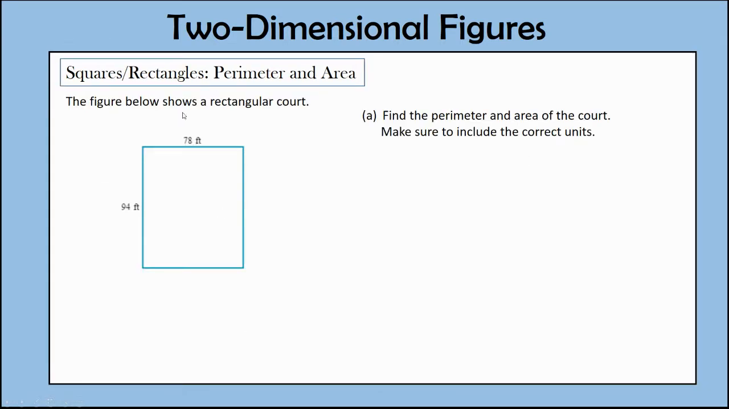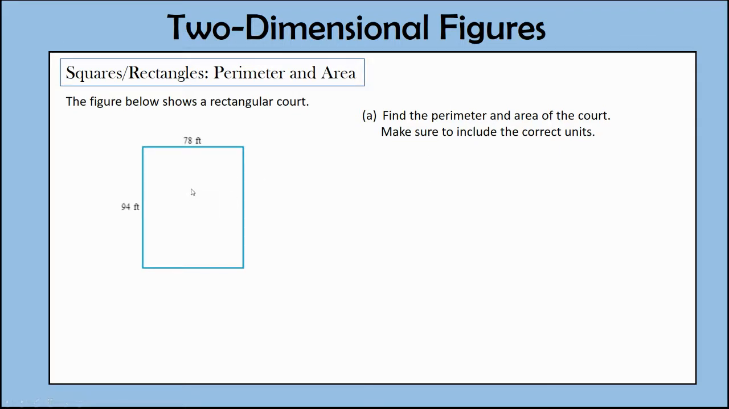Okay, it says the figure below shows a rectangular court. So this is like a basketball court, 94 feet, which I think is the length of a basketball court typically, by 78 feet. And they tell you it's a rectangle. Question A, find the perimeter and area of this court. Make sure to include correct units.